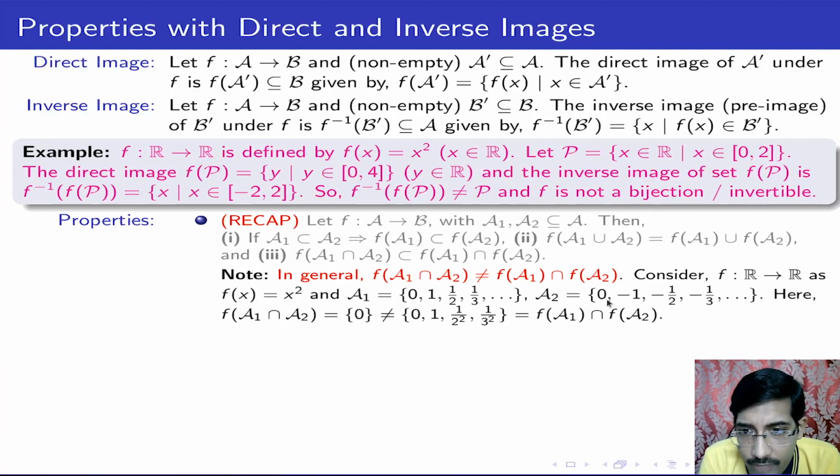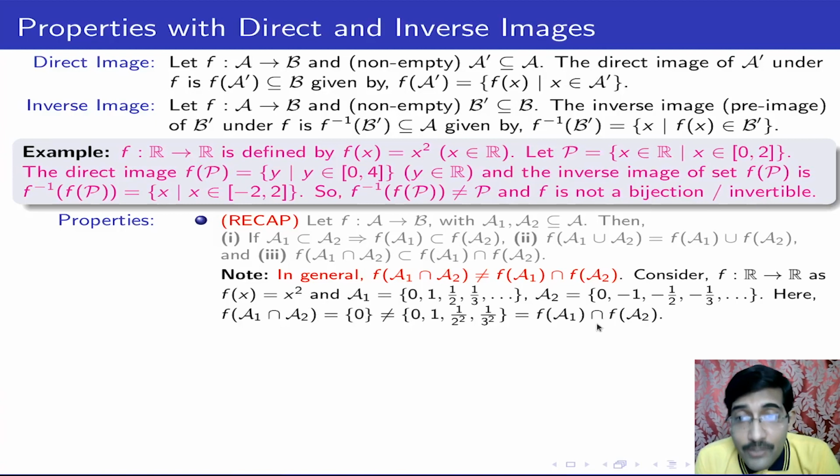Whereas if I see f a1 intersection f a2, what is f a1? It is 0, 1, 1 by 4, 1 by 9. What is f a2? It is 0, 1, again 1 by 4, 1 by 9, 1 by 16 and so on. So therefore this intersection is basically the same for these two sets. We get this one. So you can easily see that this is not equal to this one.